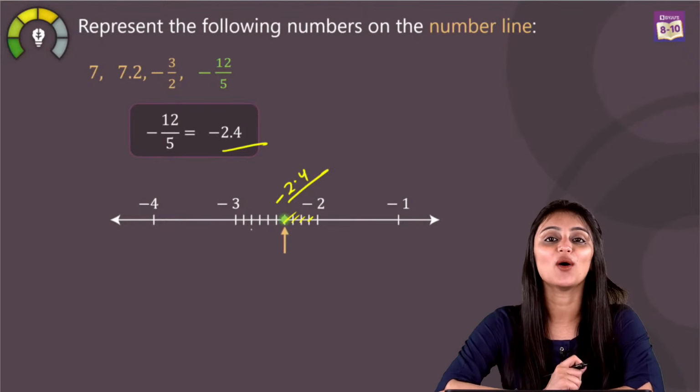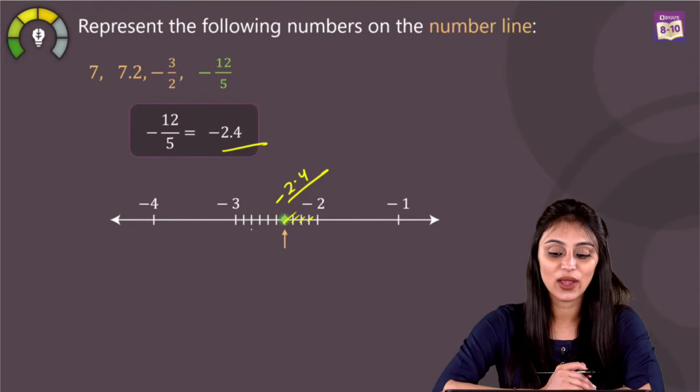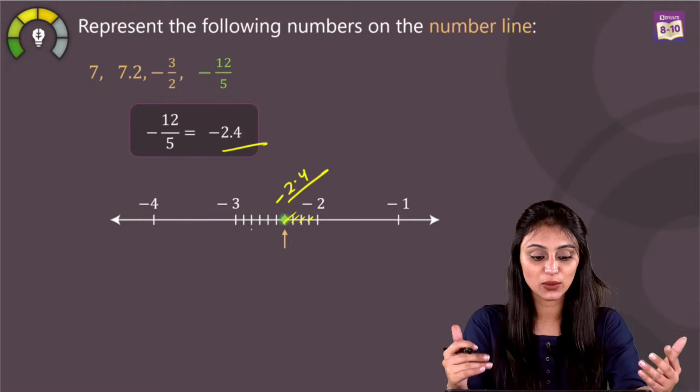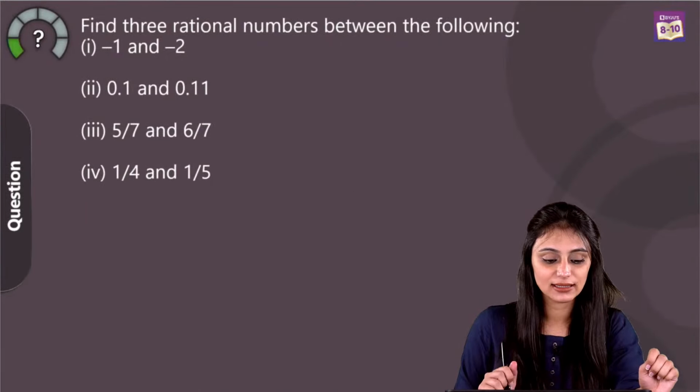So that's how we can plot these numbers on the number line, correct? So this is the way. I hope that you all have understood how to plot the numbers on the number line. That was very simple, right? Now let's take a look at the next one.